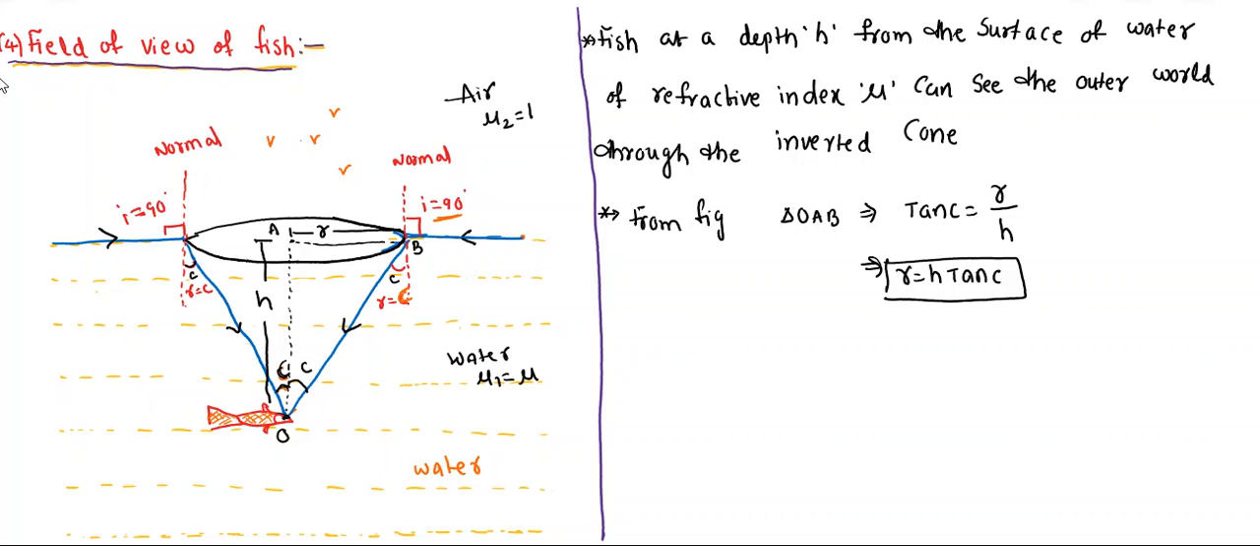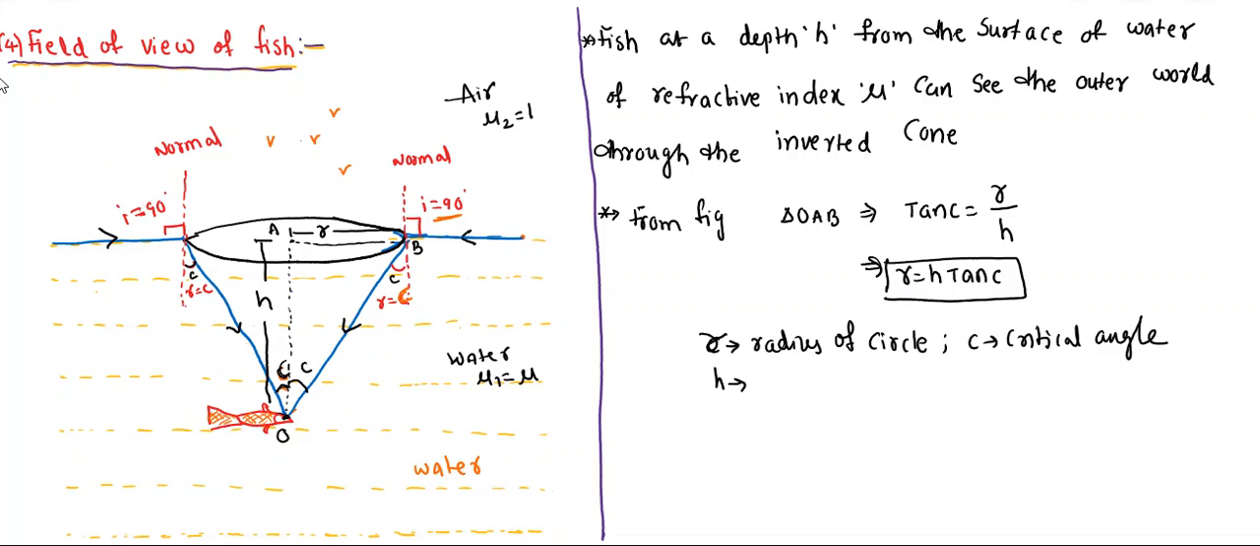Now you see what is C here, what is H here, and what is R here. First we write R. R is the radius of the field of view. That means through what area the fish can see the outside world. That is the black colored circle. Through that circle, it can see the outside world. R is the radius of the circle, C is the critical angle, and H is the depth of the fish.